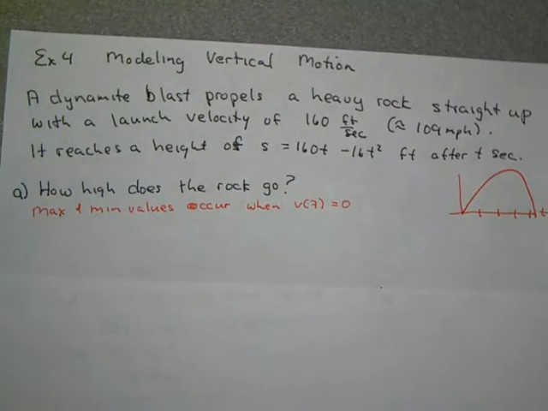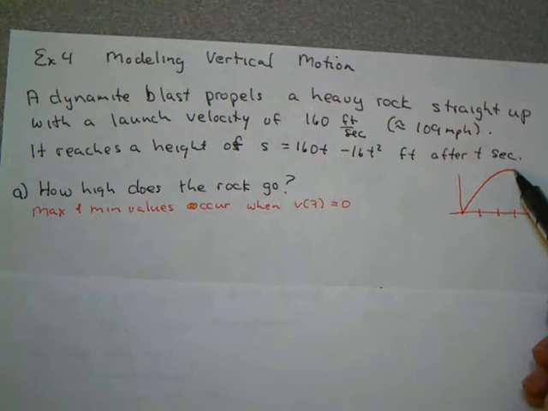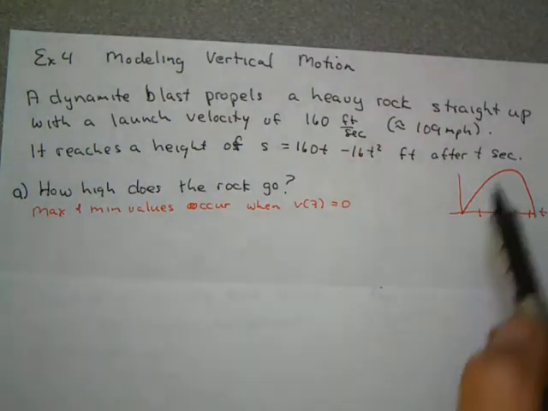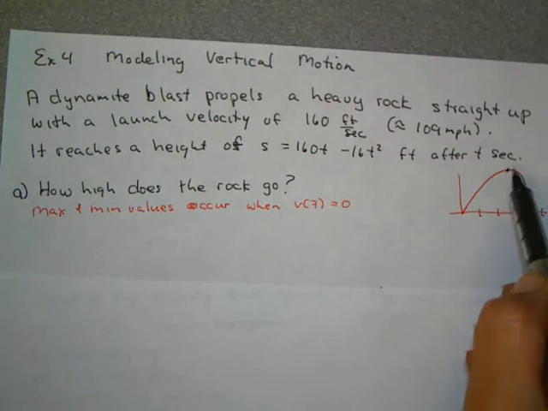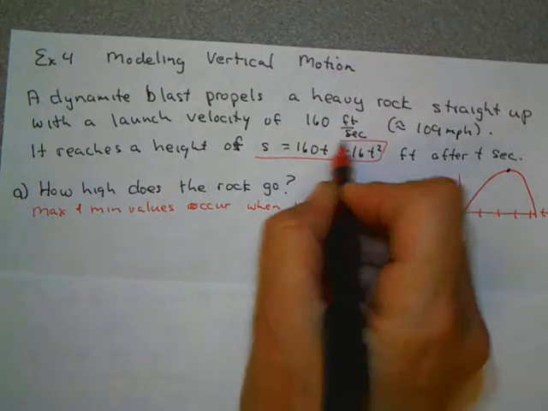We know that those max and min values occur when the velocity equals 0, because it's coming up, hesitates for just that second, and then it comes back down. The velocity for just that second, when it's at a maximum, will be 0. So what we will do is look at this function, take the derivative, set it equal to 0, and find that velocity.